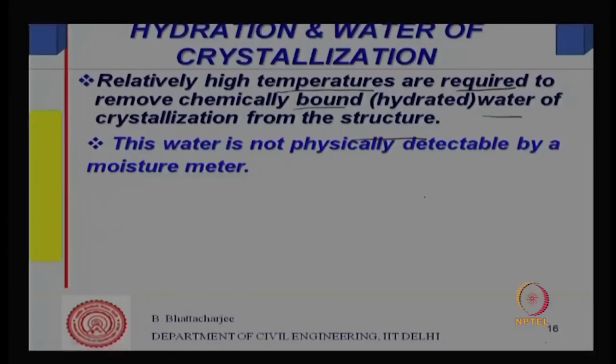This water is also not physically detectable by a moisture meter. That means you just can't measure it, simply because it is a part of the solid system. If you put a moisture meter, say one based on electrical conductivity, it is not readily detectable by any kind of moisture meter. It will not evaporate even if you heat to 100 degrees centigrade, because it is much more strongly bound than the free water.